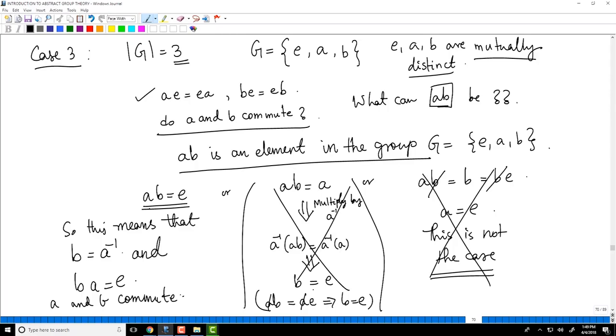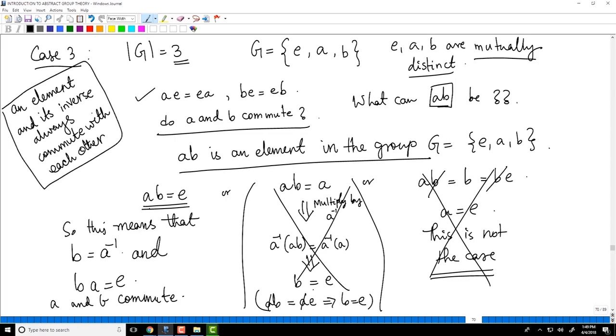So, the important point here, just like I said earlier that every element commutes with the identity, is that an element and its inverse always commute with each other. That is the point. So, in this case, A and B are inverses of each other and they commute. So, AB equal to BA.